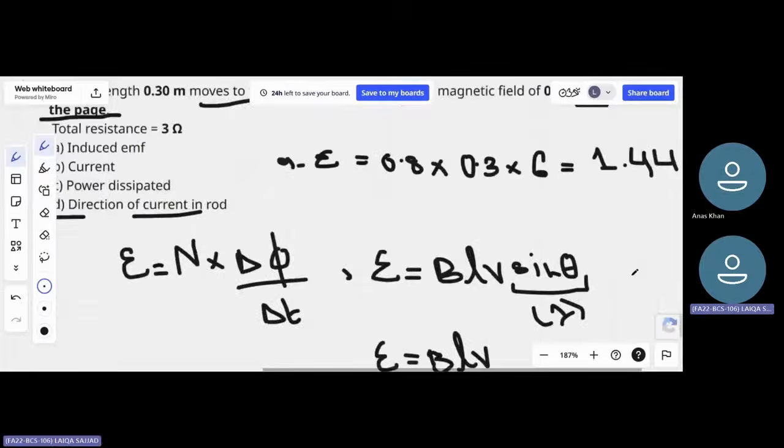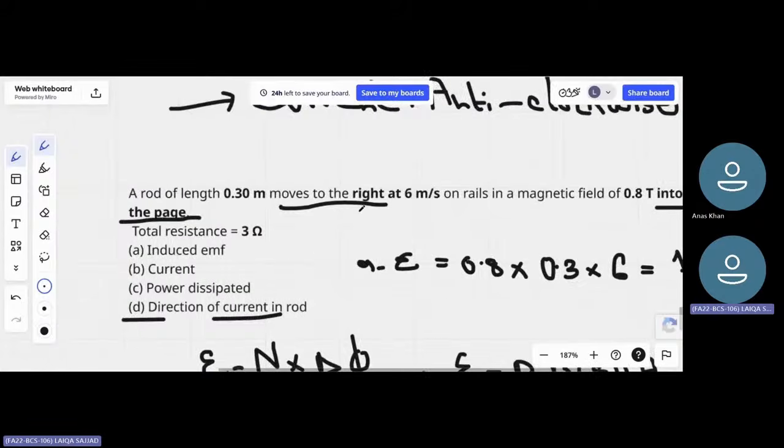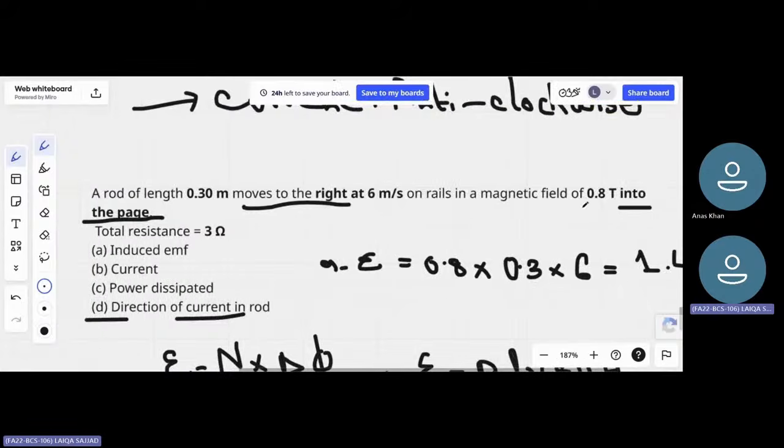Okay, you are given the direction of motion, which is towards the right. The direction of the magnetic field is into the page. What would be the direction of the current? Motion is towards the right. You have to point your thumb in the direction of the motion. It's towards the right, so we have to point our thumb towards the right.